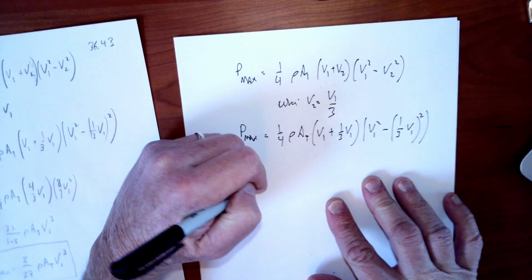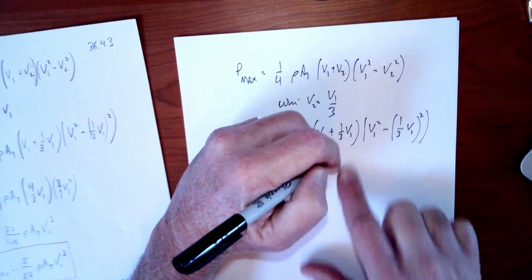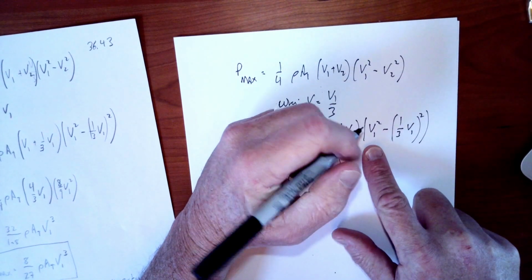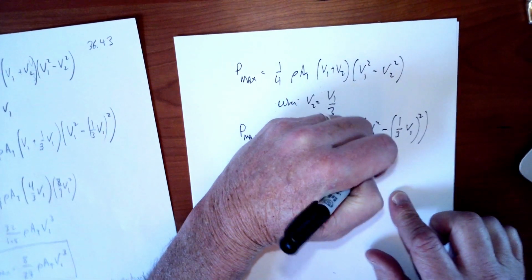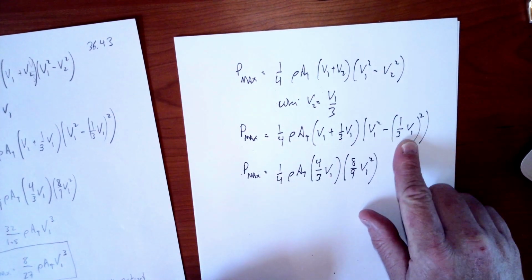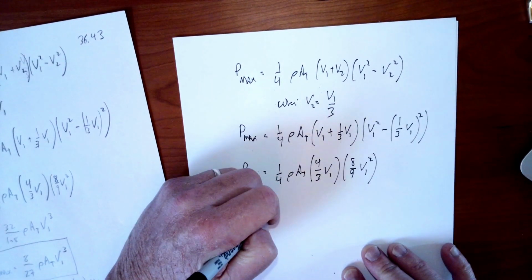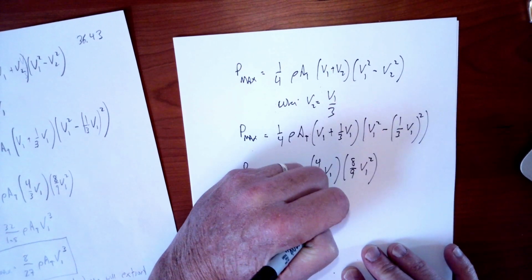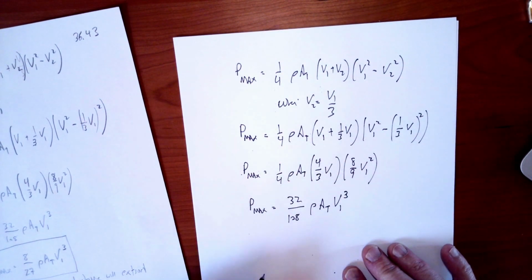So P max is equal to 1/4 rho times the area swept by the turbine. This is obviously just 4/3 of V1. And this thing is going to be 8/9 of V1 squared, because I'm going to subtract 1/9 of V1 squared. 1 minus 1/9 is going to give me 8/9. And when I multiply all that together, I get P max equal to 32 over 108 rho AT V1 cubed. So I just multiplied 1/4 times 4/3 times 8/9.